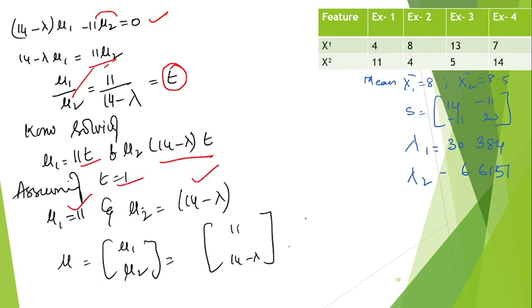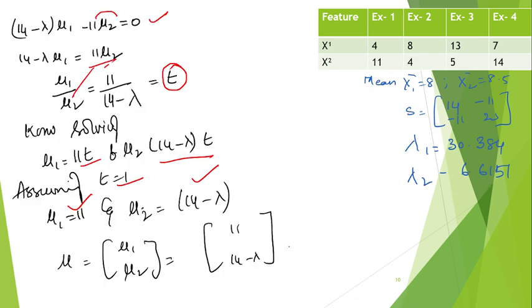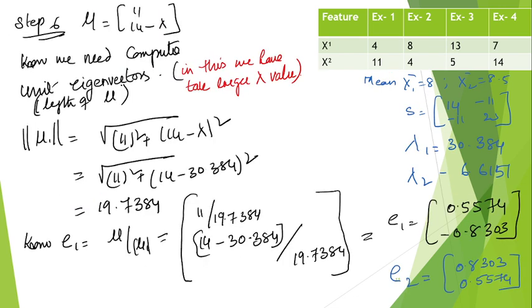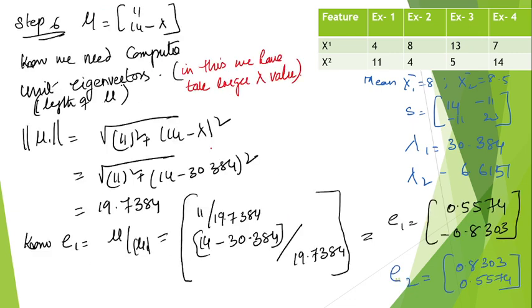So what is the value of mu? Solving only one equation, we have not taken it very seriously. So what is the value of the eigenvector? We have got 11, lambda minus 14 in a matrix format. So we have got this one, correct? Step 6, the same we have to calculate. Now based on this one, we have to calculate something. What is this? Step 6.